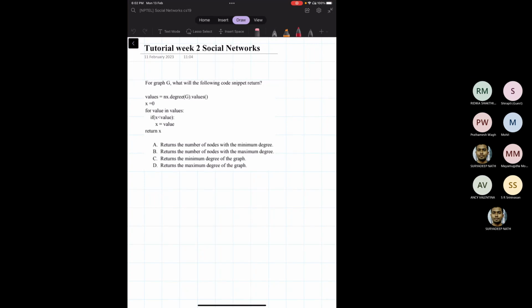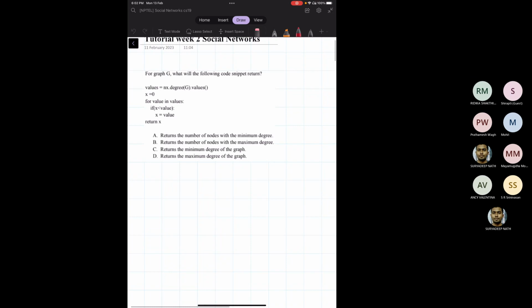Okay, so coming to the first question for today's assignment. If a graph G is given, what will the following code snippet return? You have the first line, values = nx.degree(G).values, then x = 0, and then you have this loop for value in values: if x < value, x = value, and then return x. So let us understand this code line by line and what it does.